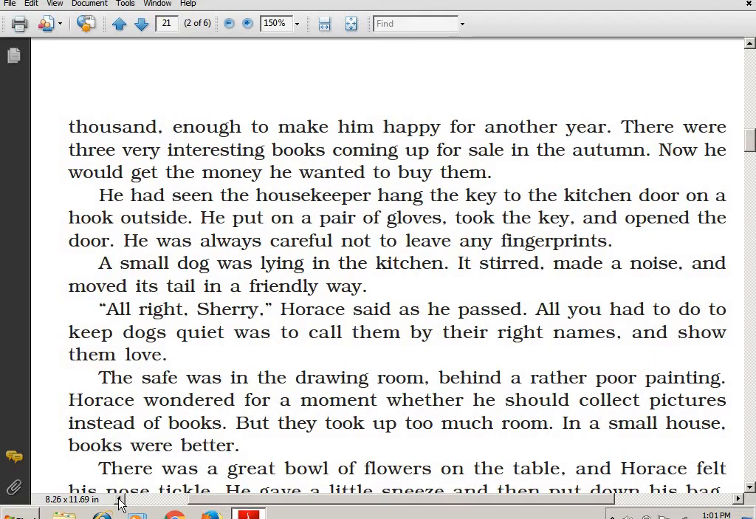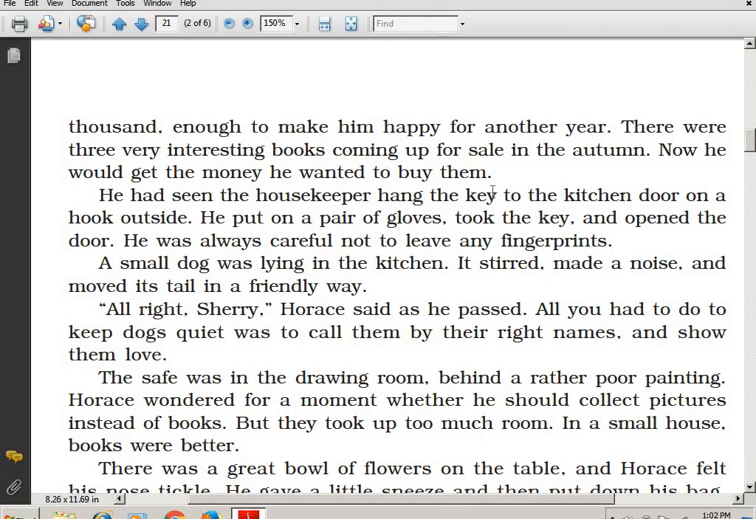Now, there were 3 very interesting books coming up for sale in the autumn. Now, he would get the money he wanted to buy them. See, for what cause was he robbing? The reason was to buy the books. And which were the books? The books were the 3 interesting upcoming books for sale in the autumn. And he was sure that he would be able to buy these 3 books with 5,000.